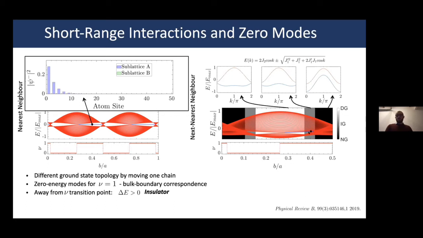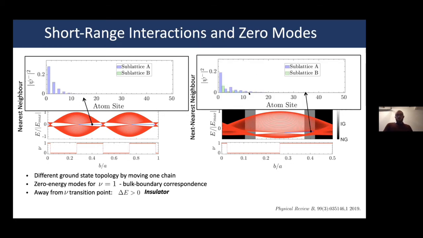So now what do these states look like? Well, after introducing next nearest neighbors, the population is still localized on the edge. It's been pushed more into the bulk, and it's not exactly exponentially localized now. There's a slightly more complicated relationship in here. And as a result of the breaking of chiral symmetry as well, we also have population from the second chain, or the below chain, the sublattice B, on this edge also.